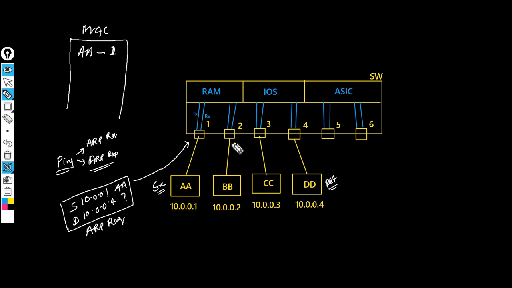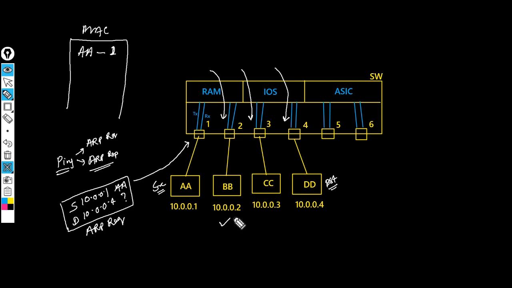Your ARP request comes in on port number 1. The switch will maintain the MAC address table by learning the source MAC address, and then the switch will flood your request. That means the switch will send that request to port number 2, port number 3, and port number 4. I mean, it will forward to all the active ports. It will not send that particular request back to port number 1.